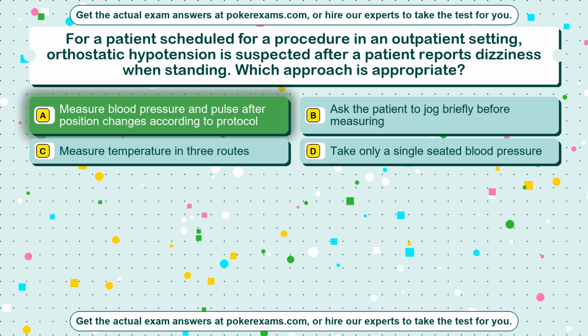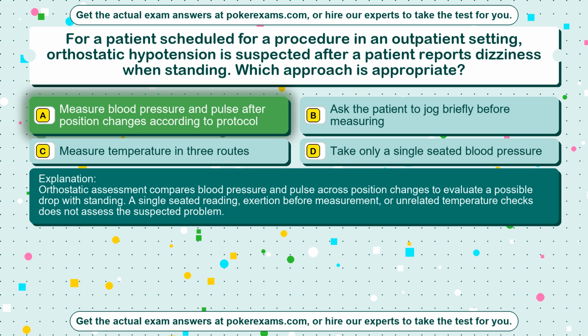The correct answer is option A. Measure blood pressure and pulse after position changes according to protocol. Orthostatic assessment compares blood pressure and pulse across position changes to evaluate a possible drop with standing. A single seated reading, exertion before measurement, or unrelated temperature checks does not assess the suspected problem.